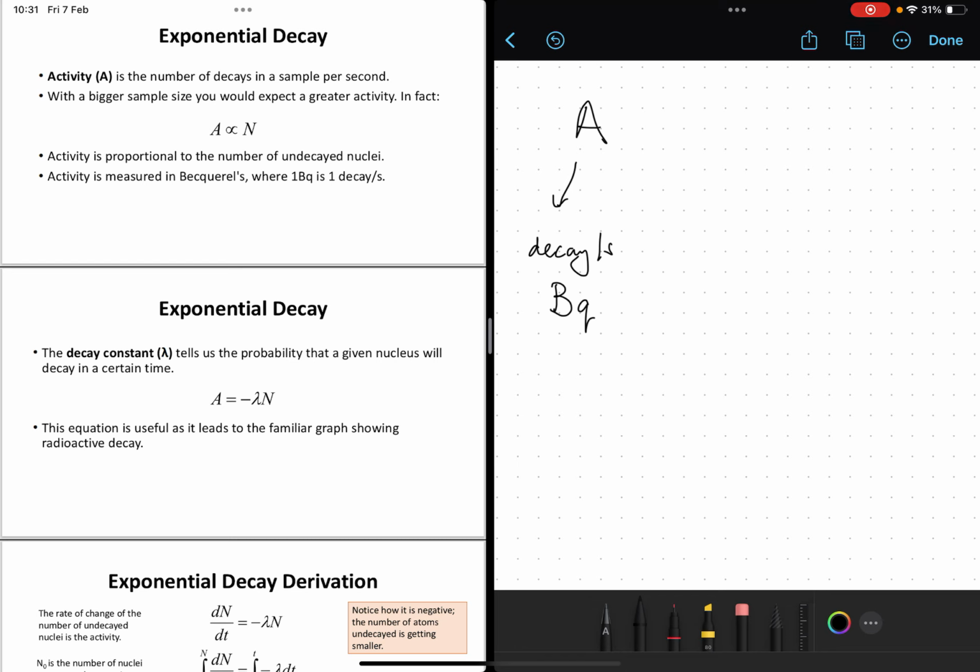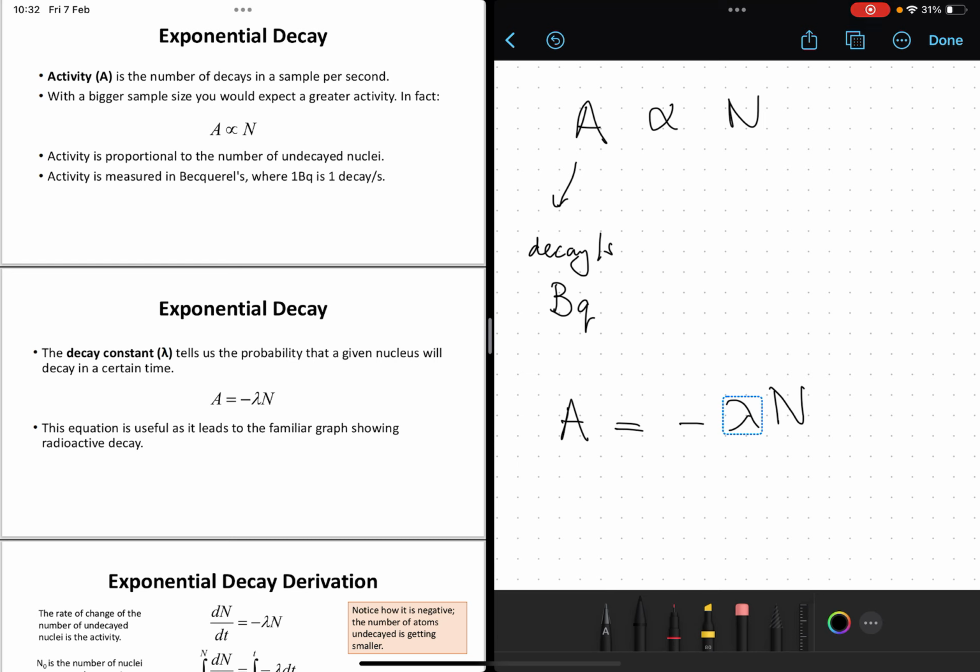Now, activity is directly related to the number of undecayed nuclei that you've got. So if you double the number of undecayed nuclei, you're going to double the activity. You're going to double the number of decays that you observe every second. So activity is directly proportional to the number of undecayed nuclei, and that's what the letter N represents in this instance. So that's the relationship. We now need to turn this into a useful formula. Activity is minus lambda N.